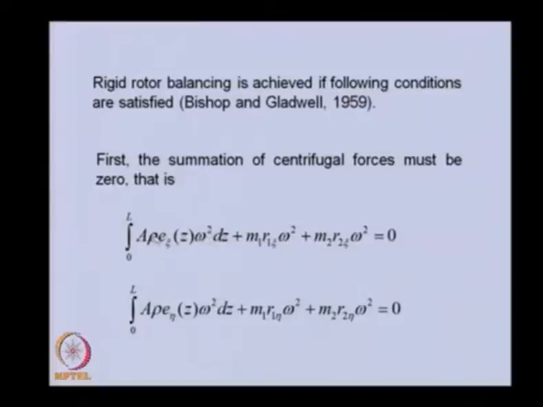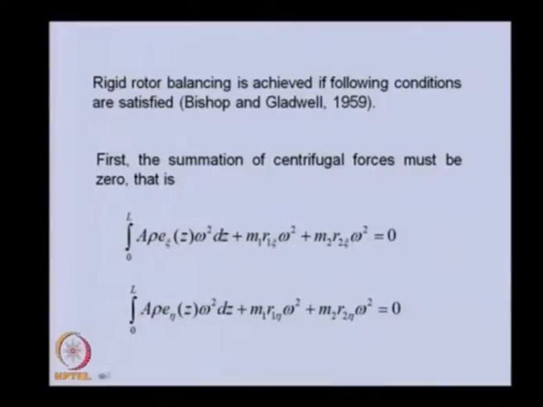So this is the total centrifugal force acting in the xi direction due to the rotor eccentricity, and these are the correction masses' components of the centrifugal force in the same xi direction. So this should be balanced. Whatever comes from the eccentric rotor and the correction masses should balance in this plane, and not only in this plane, in the eta direction also it should balance the centrifugal force.